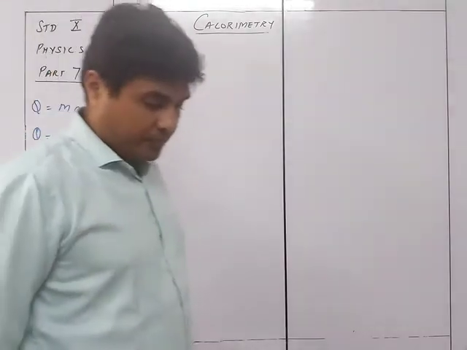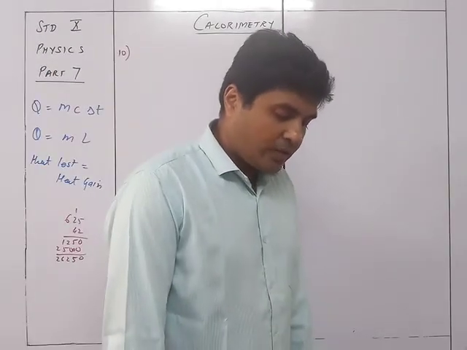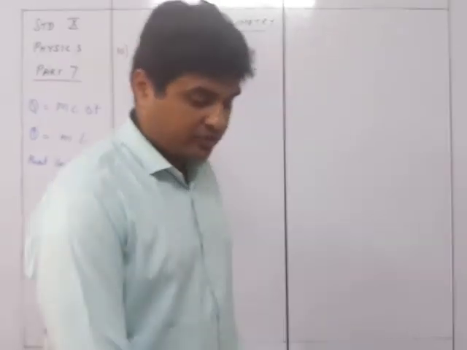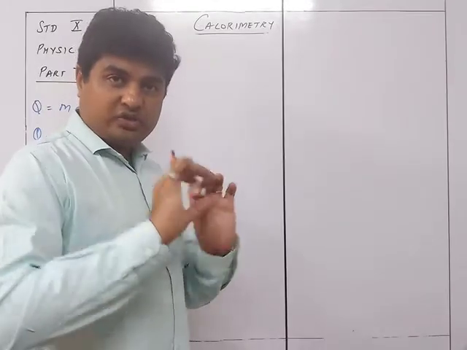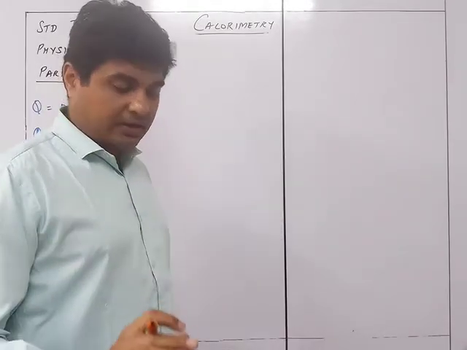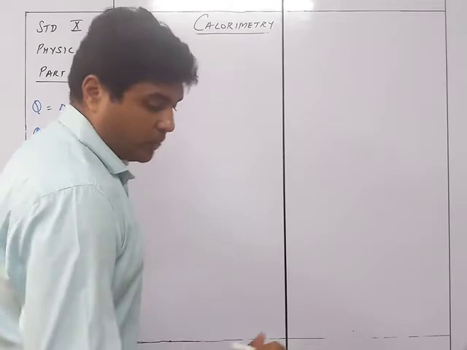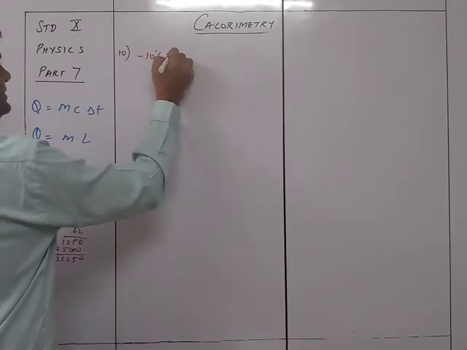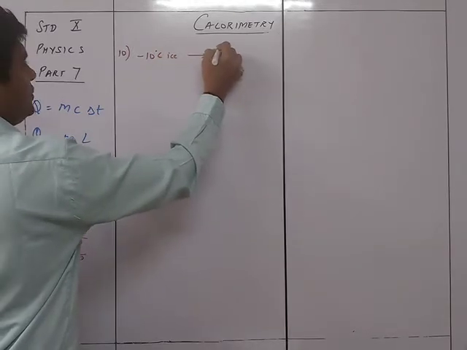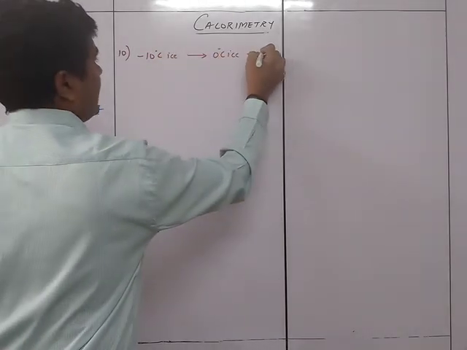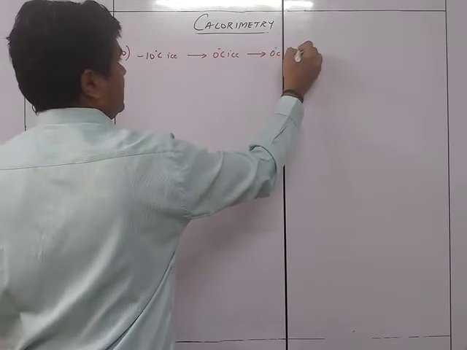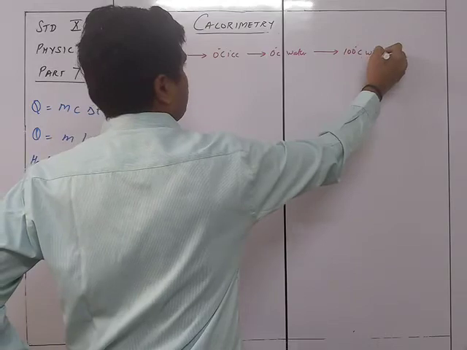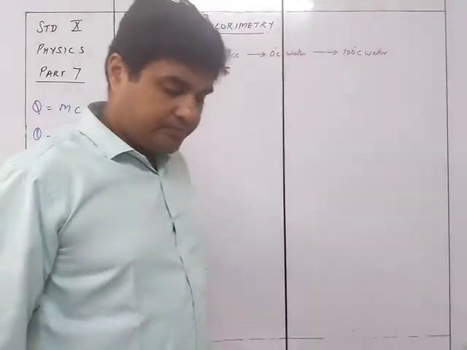Sum number 10. Calculate the total amount of heat energy required to convert 100 grams of ice at minus 10 degrees Celsius completely to water at 100 degrees Celsius. Very good. So this is a complete change of states. So minus 10 degrees Celsius ice is going to get converted into 0 degrees Celsius ice, then into 0 degrees Celsius water, and then into 100 degrees Celsius water. So this is a flow chart.